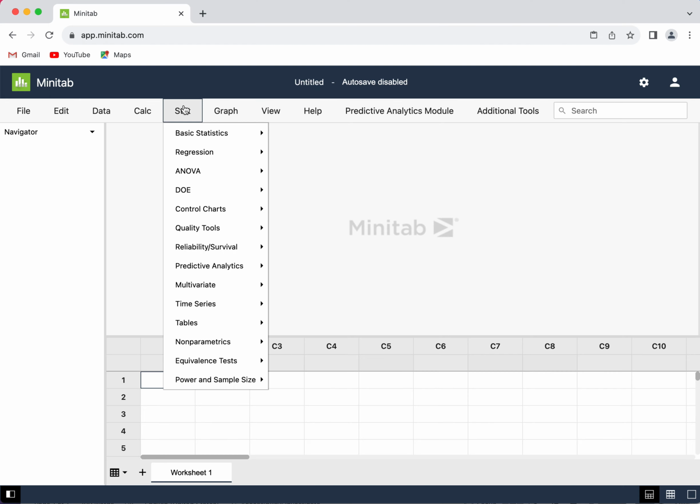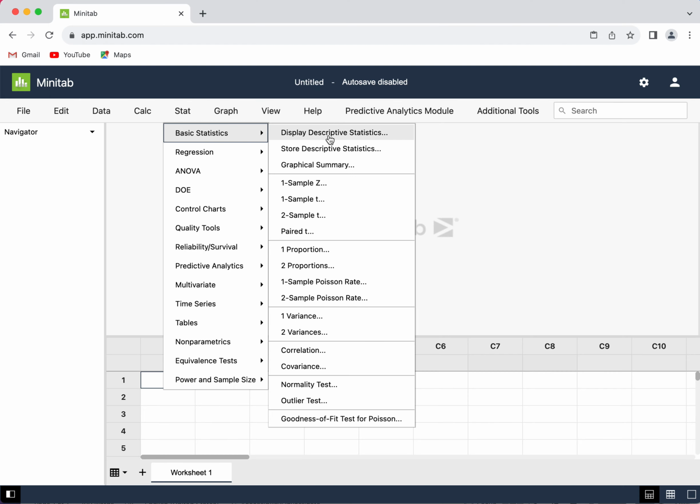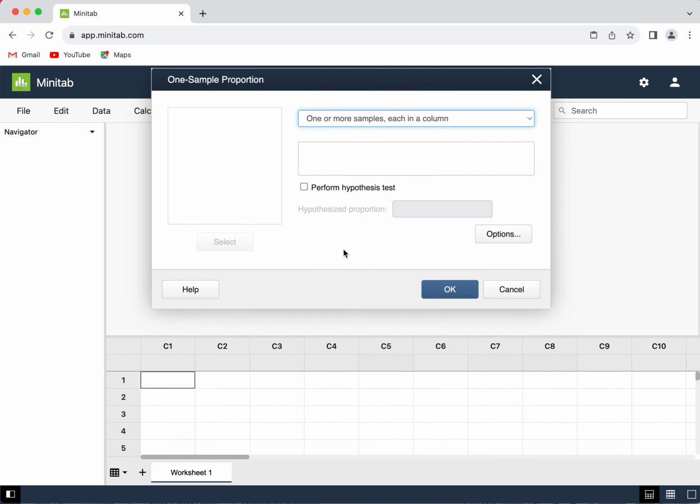We're going to go to Stat, Basic Statistics again, and we see below one sample Z and one sample T, an option for one proportion. That's what we're going to use for these proportion problems. We don't need to make a choice like we do with means between T and Z, so that's nice.